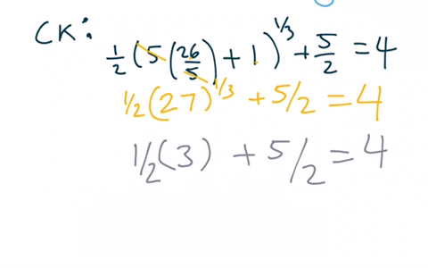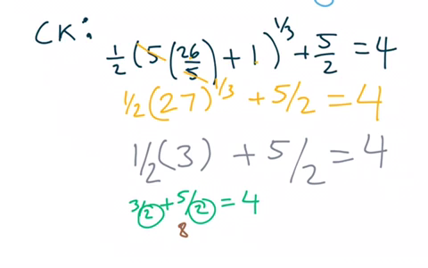So from here, 1/2 times 3 is just 3 over 2 plus 5 over 2 equals 4. Because the denominators are the same, I can just add the tops. I get 8 over 2, which is 4. That gives me 4, which is 4. And that happens to be correct, and I win.